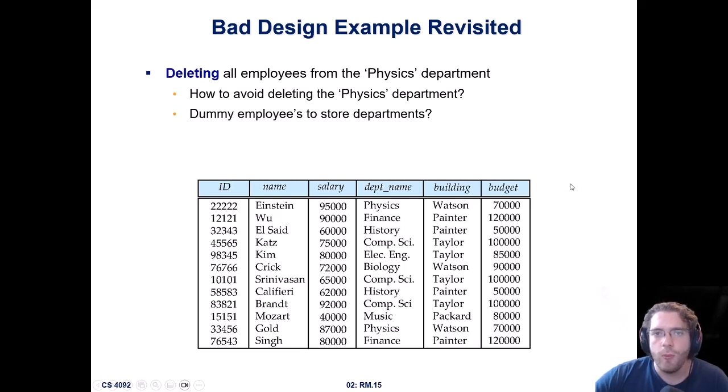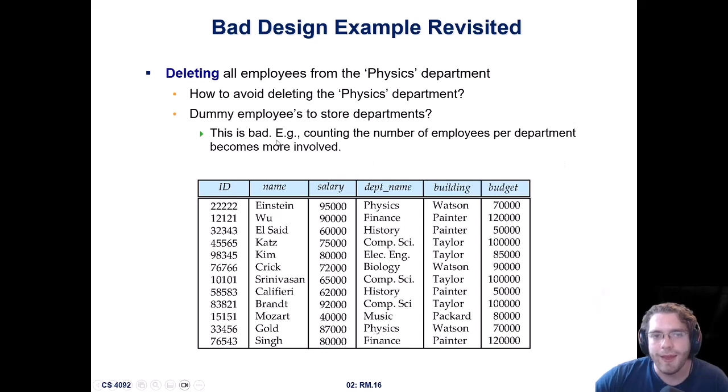Just some more bad design examples here too. How do we avoid deleting the entire physics department inside of our department name? Is there a way to reference it later on? Sometimes you might be thinking of using dummy employees, so maybe we have 0 Lynch, 0 physics, and then the building here as well, like null building. That might be useful when you're just starting out.